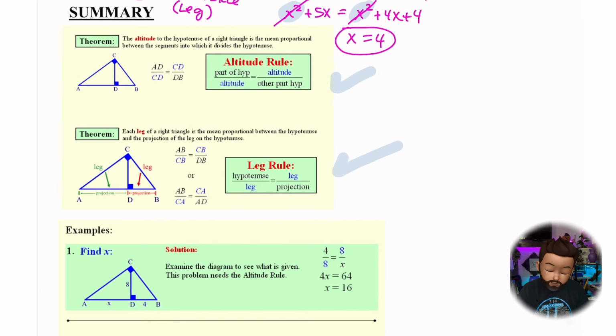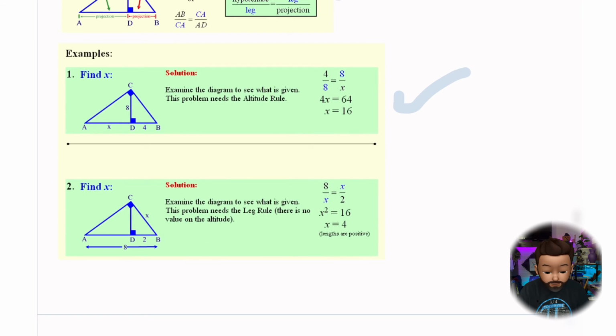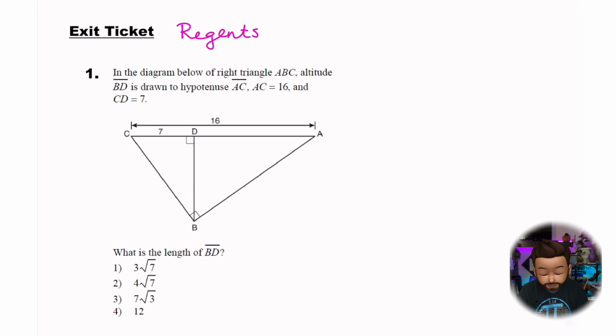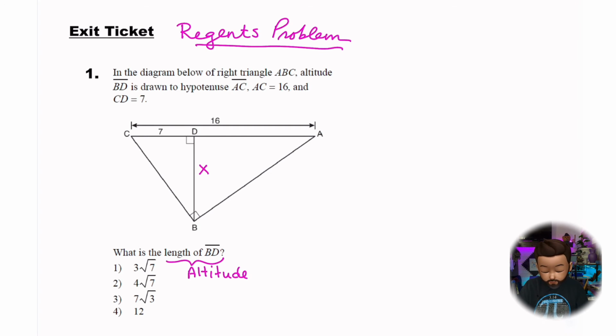Okay, so you can summarize these rules here for the altitude and leg rule. You can look at a few examples that I have listed here. And a Regents problem, why not? Let's do one. All right, so here's a multiple choice question. You'll notice the answers all, except for one of them, have a radical involved in them. All right, so that's going to be something that we want to keep in mind.